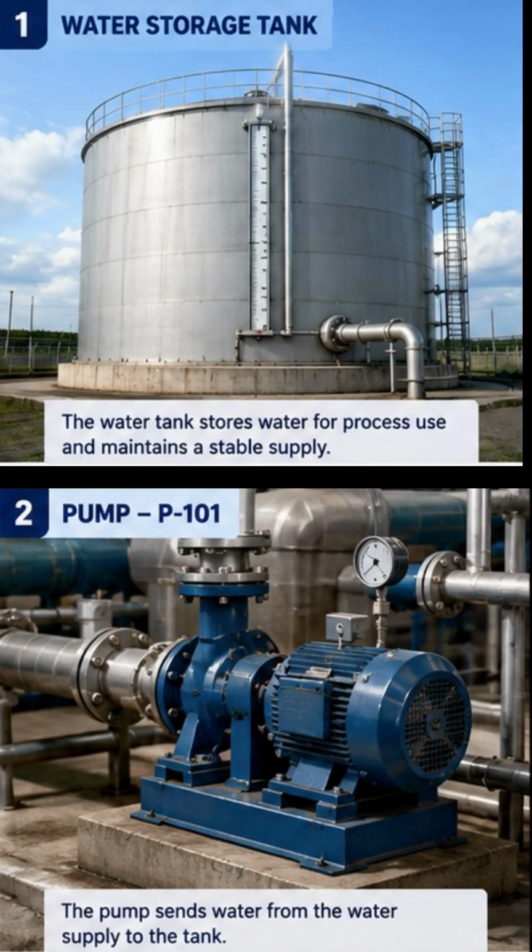The picture shows the pump. The pump is labeled as P101 and its function is to transfer water from the water supply into the storage tank. The pump helps to provide enough pressure and flow rate so that the water can enter the tank properly.